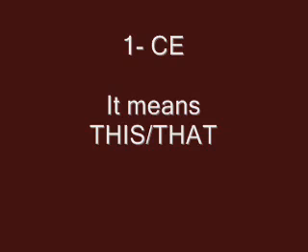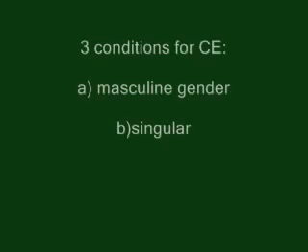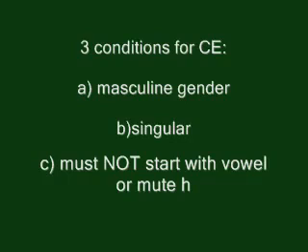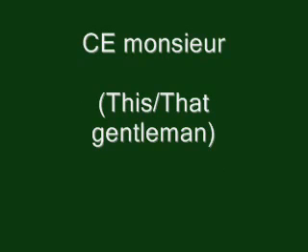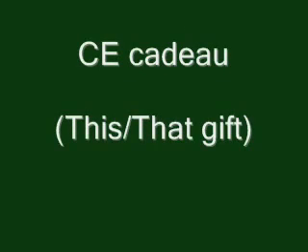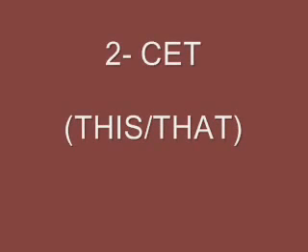So in order to use ce before the noun that you wish to indicate, this noun needs to satisfy 3 conditions. First, it should be masculine. Second, it should be singular. And third, it shouldn't start with a vowel or a silent H. For example, ce monsieur, this gentleman or that gentleman. Alright? Ce cadeau, this gift or that gift. Ce fantôme, this ghost or that ghost. Okay, now, what happens if the noun is masculine, singular, but starts with a vowel or a silent H?